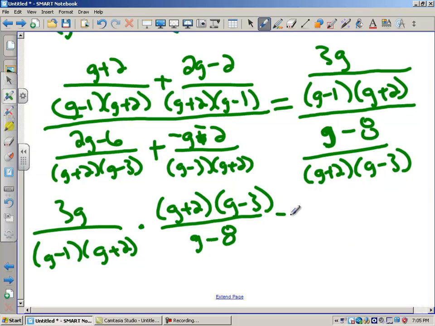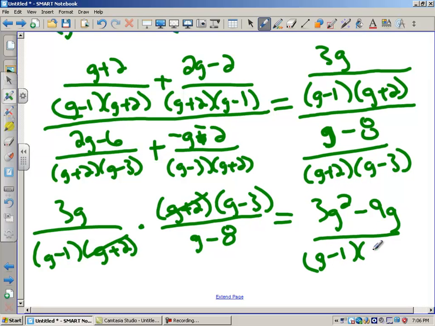Okay, so now that we're multiplying, I can cross off those g plus 2's, and that will give me 3g squared minus 9g in the top, and then the bottom I've just got g minus 1 times g minus 8. And I don't know if on your key, Kathy, he multiplied the 3g times the g minus 3 and left it like this, or if he just kept it factored out like there. You might let me know. I'm just curious. But that's what I think the final answer is for that one.